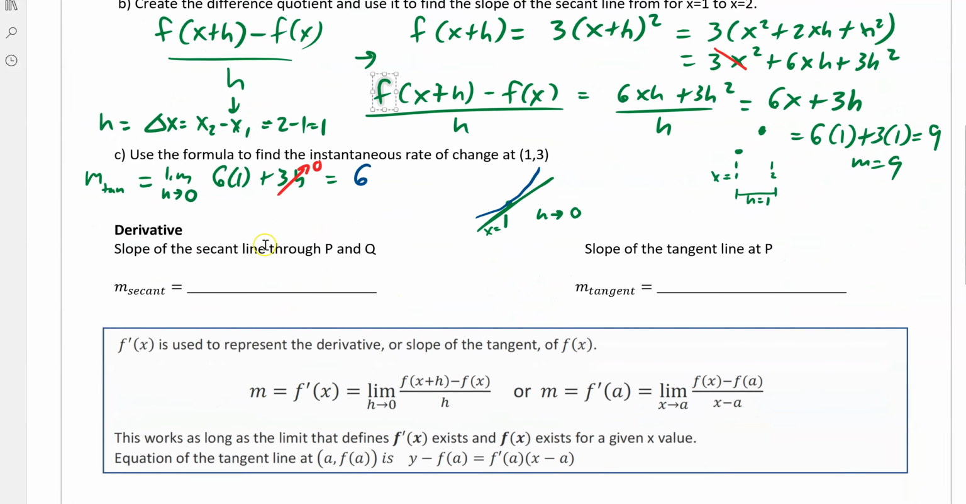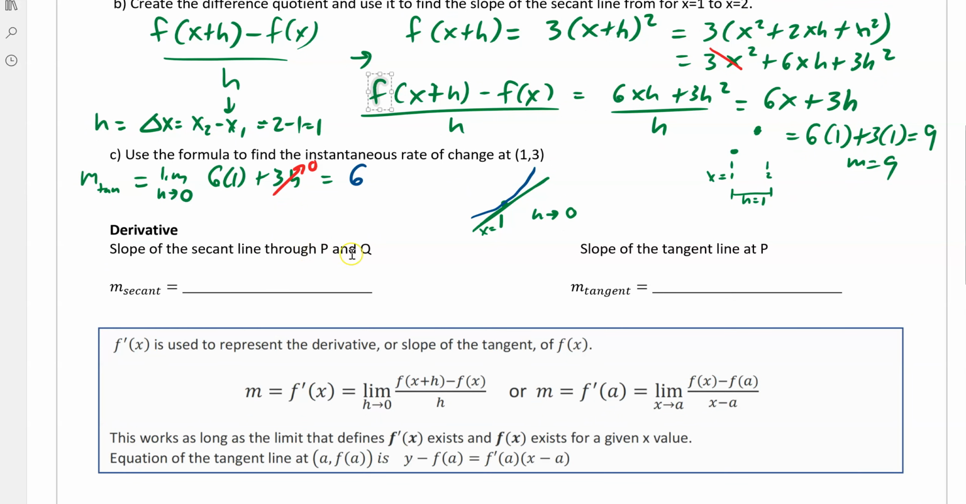So slope of the secant line through PQ would be our difference quotient. So f of x plus h, and I'm using generic here, minus f of x over h. So if you have 2 points, P and Q, the difference quotient will give you that slope. This is obviously f of x, and this would be f of x plus h. So our P here is representing x, and our Q is representing x plus h.